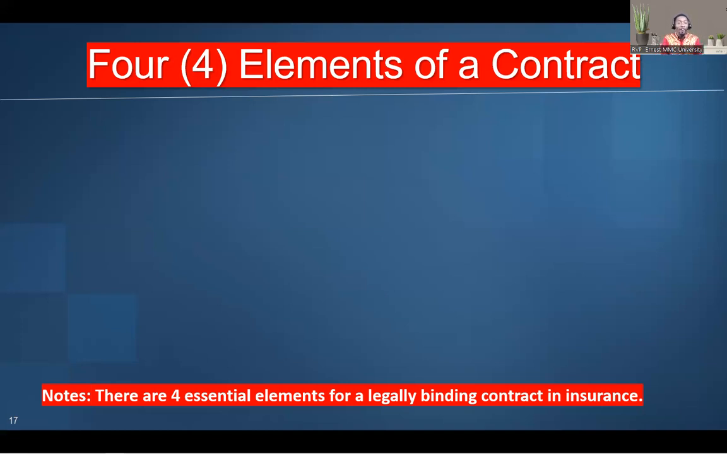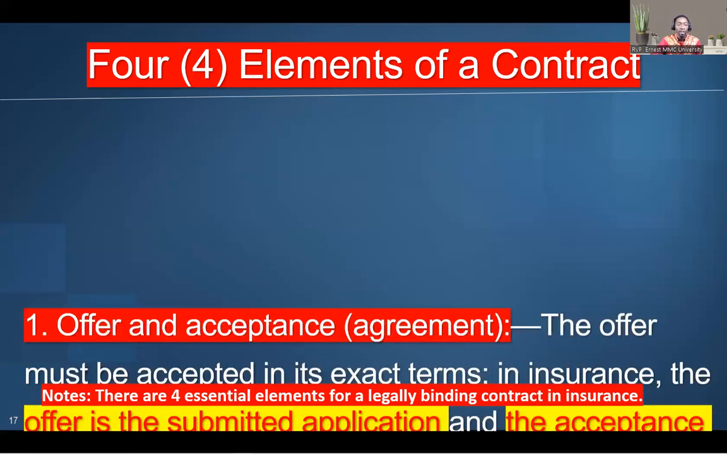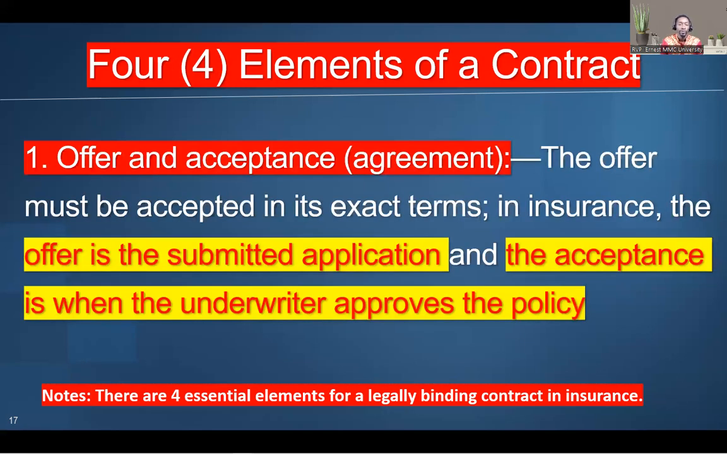So now there are 4 elements of the insurance contract. There are 4 essential elements for a legally binding contract when it comes to insurance. So let me just go through that so you can see the 4 elements that are very important for a contract. The first one is what we call offer. What is an offer? When it comes to an offer, the offer must be accepted in exact terms.